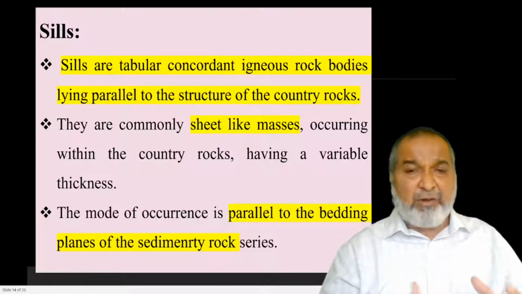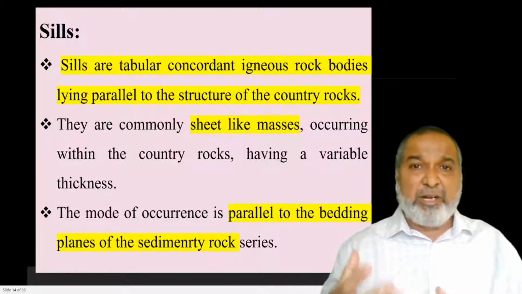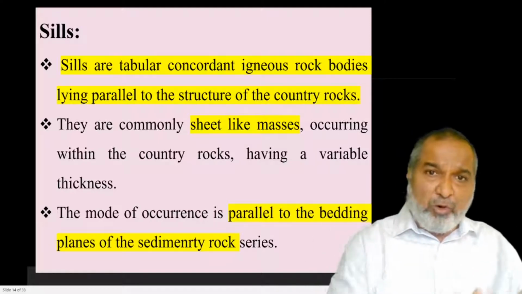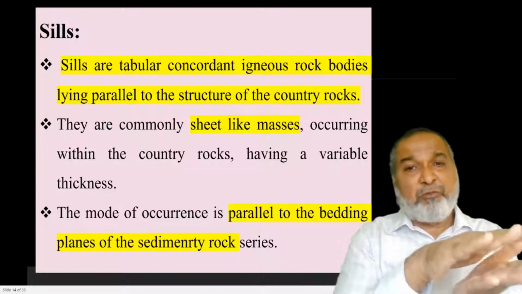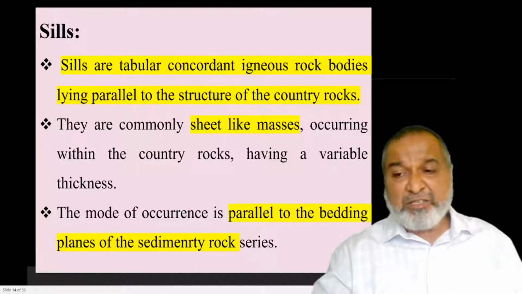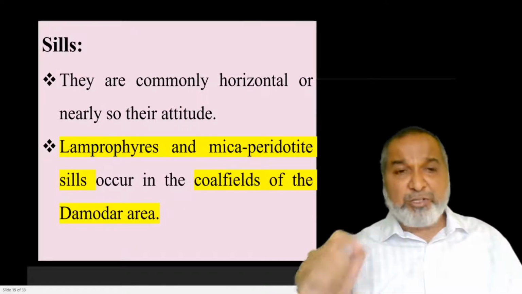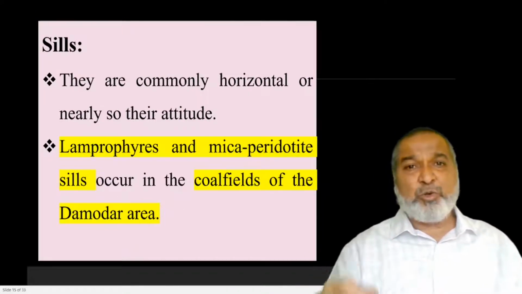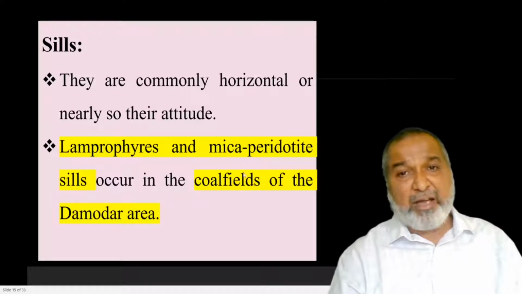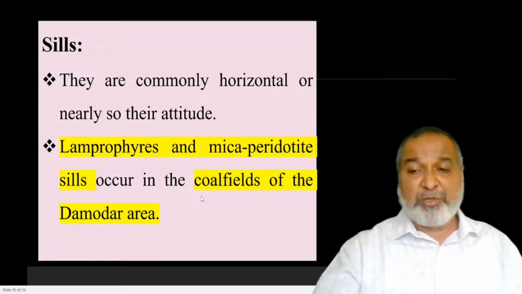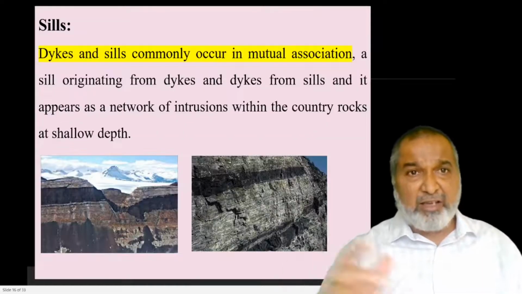If it is a weak one, it melts completely into the magma, and the whole bedding will go on to form a sill. So they are commonly horizontal or nearly so in their attitude. Lamprophyre and mica peridotite sills occur in the coalfields of the Damodar area. So these are the examples.